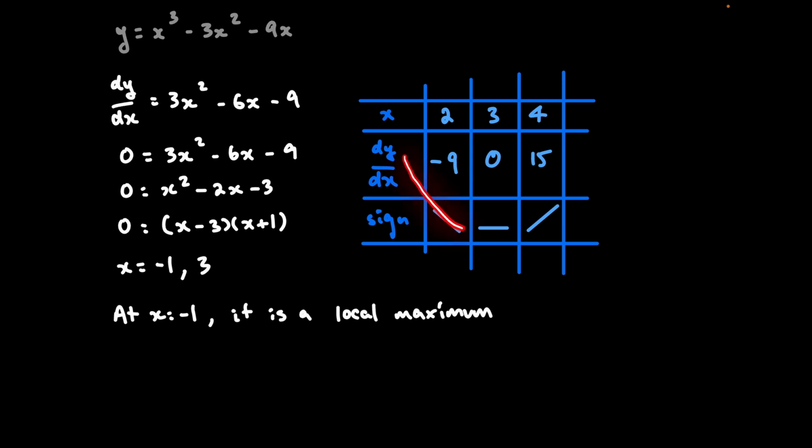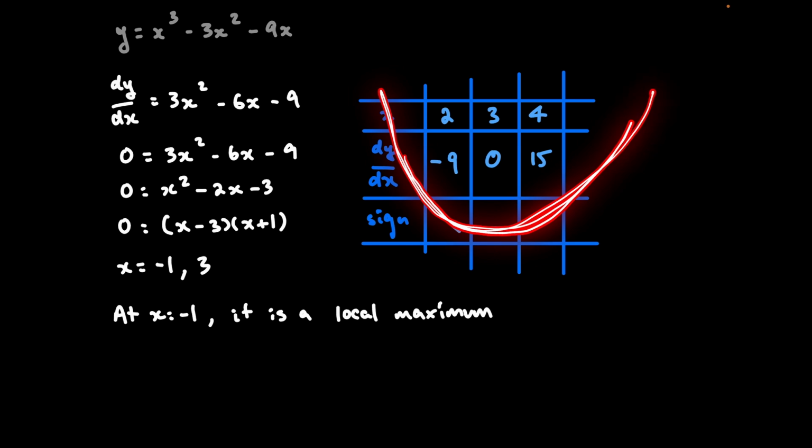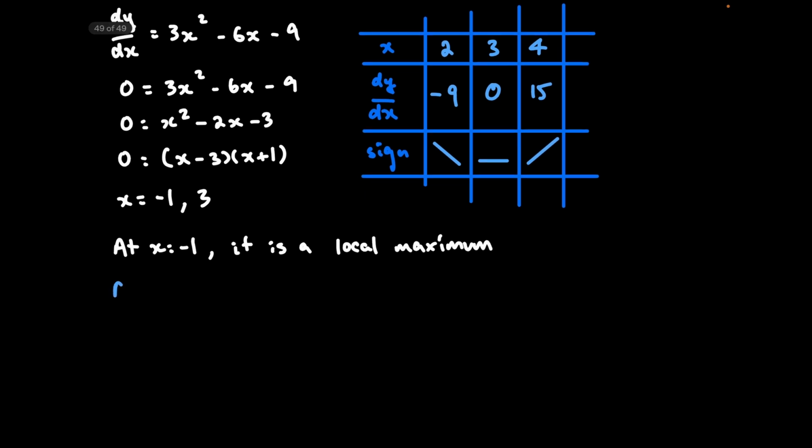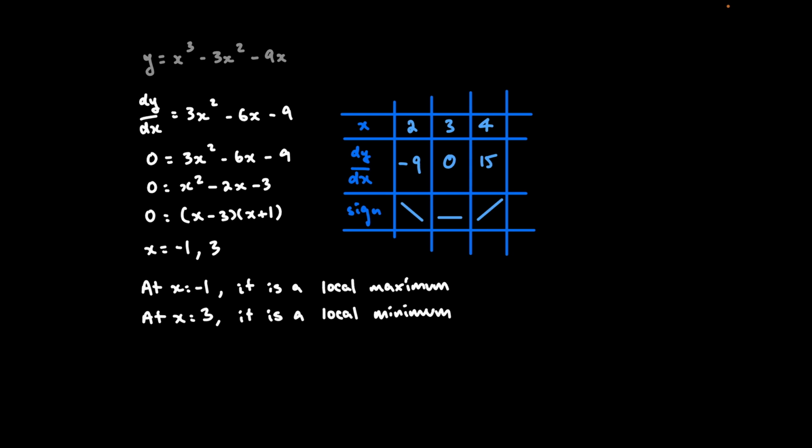And just by following the path of the signs, we can see it's concave up like this. In other words, this point here is going to be a local minimum. Okay, so now we can write our little statement. At x equals 3, the stationary point is a local minimum. Okay, and that's how we do it for this cubic here.